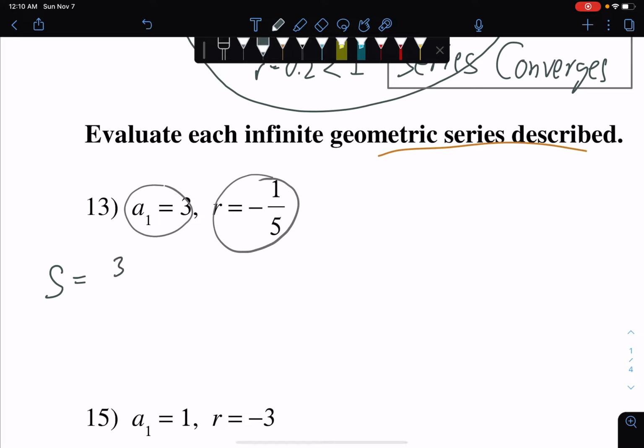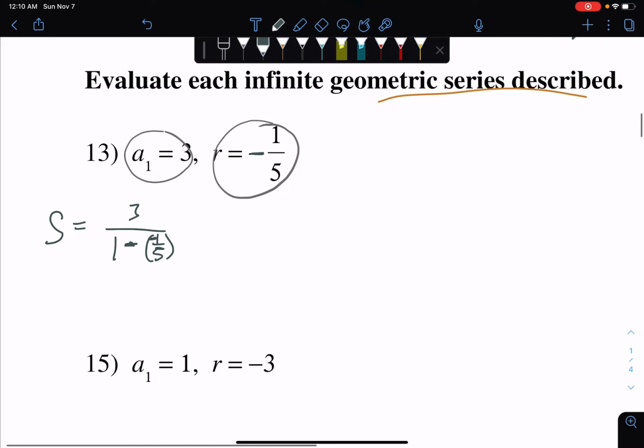So, S is equivalent to a sub 1 divided by 1 minus r, whereas a sub 1 is 3, and our r is negative 1 over 5. Please do not confuse the negative signs. This is naturally a minus sign, and if your common ratio has a negative sign, that means there's a negative. Don't be confused that this is going to be positive. That's going to lead you to the wrong answer. So please be careful with the operation signs. One simple mistake can lead to the entire answer's demise.